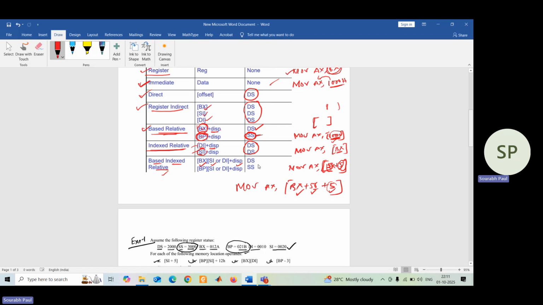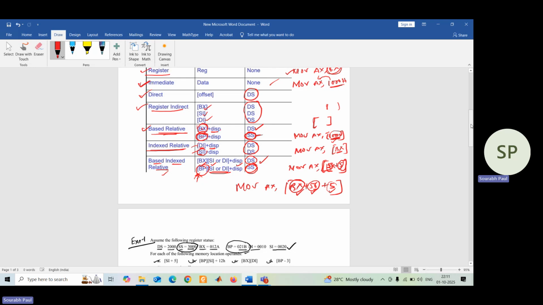So in this case, you have to select the data segment. Why? Because in this problem, BX is there or SI is there. However, if BP is there, any other register, then blindly it should be the stack segment. You need not see any other thing. If it is BP, by default you can select the stack segment. So this is the way you can identify from the addressing mode itself which segment you need to select to calculate the physical address.